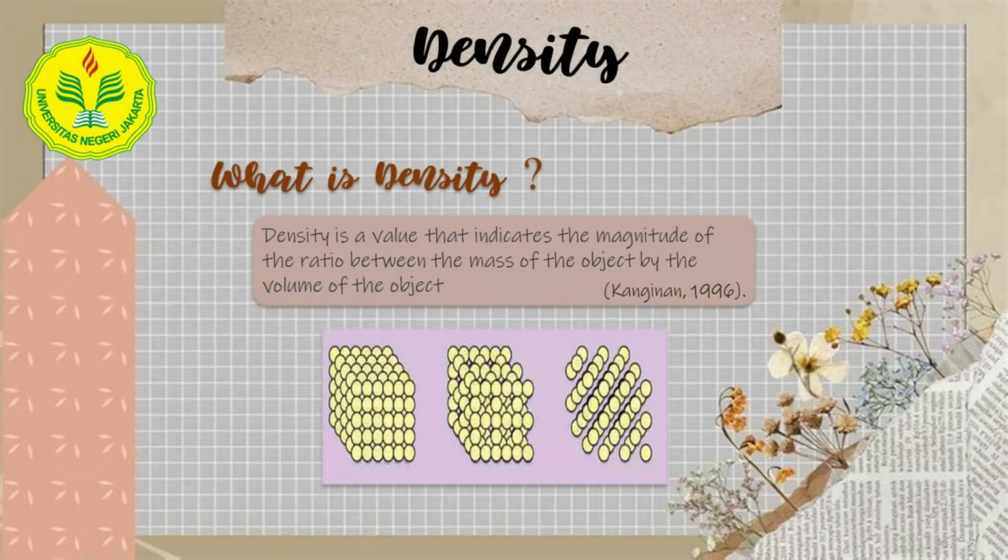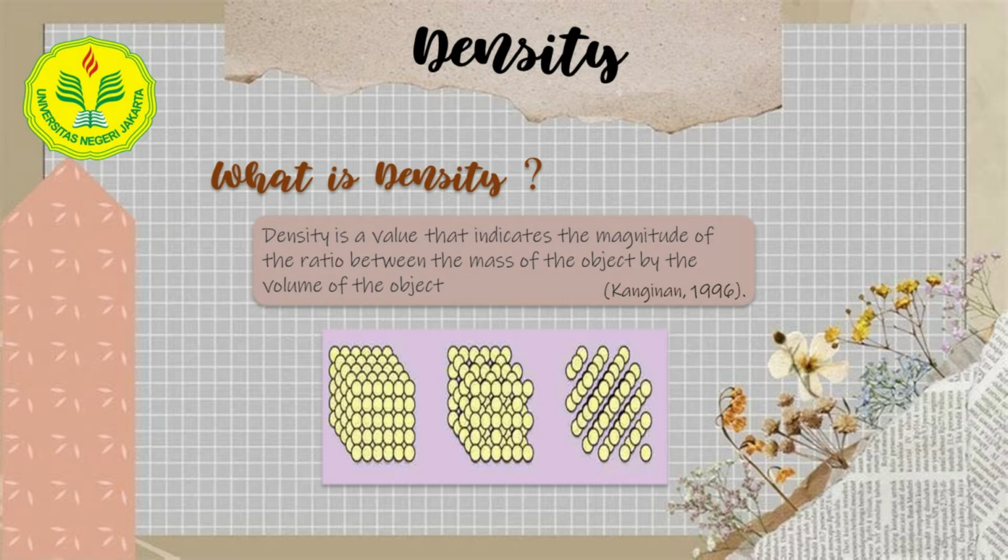The manufacture of a colored oil lamp is simple and it is closely related to the mass type. Because of that, we must know the definition of density itself. What is density? Density is a value that indicates the magnitude of the ratio between the mass of the object by the volume of the object.